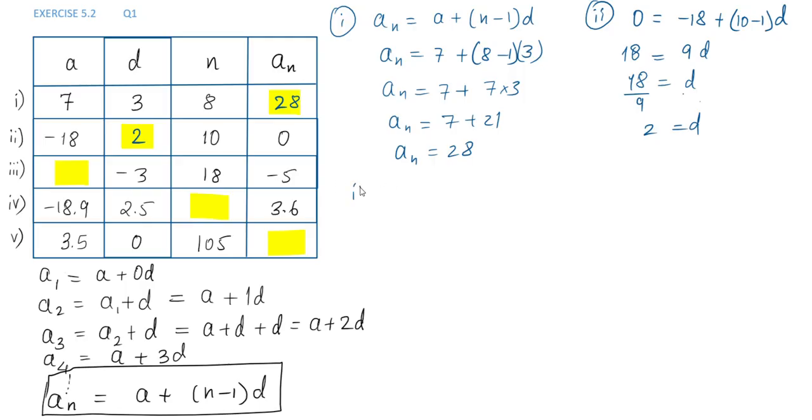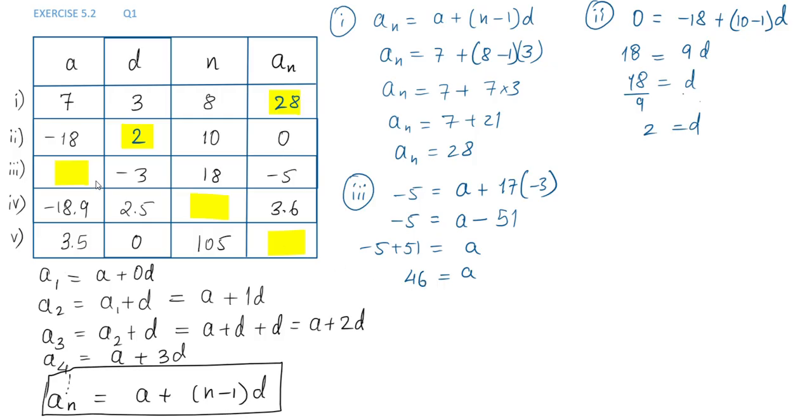For the third, an is negative 5 equals a, which is missing, plus n minus 1, so it's 18 minus 1, which is 17, times negative 3. So negative 5 equals a, and since we are multiplying, one is positive and the other is negative, so it is going to be negative, and 17 times 3 is 51. So a equals negative 5 plus 51. So a is 46.